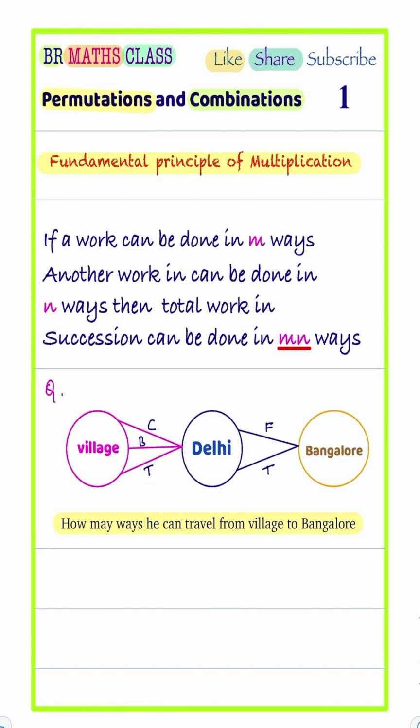From Delhi to Bangalore, he has two modes of transportation. One is he can go by flight, another one is he can go by train. Now the question is, how many ways can he travel from his village to Bangalore to attend an interview?